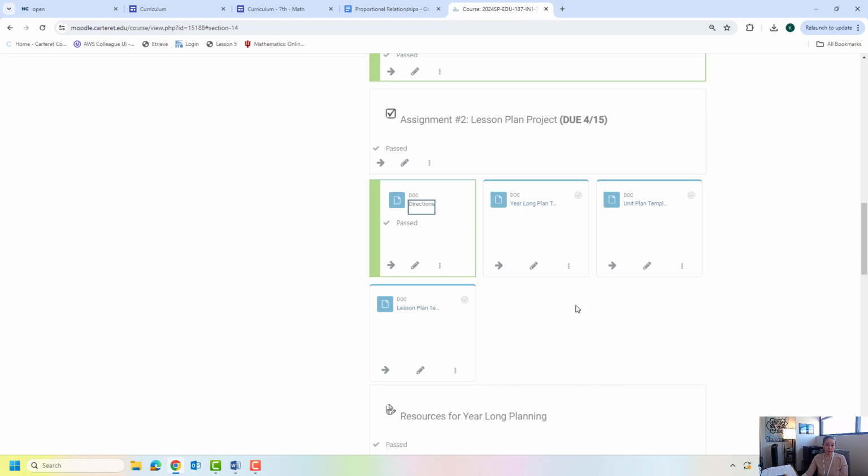That is your entire project: your year-long plan, your unit plan, and your 3 lessons. All of those are going to be turned in under one category, which is your lesson plan project.